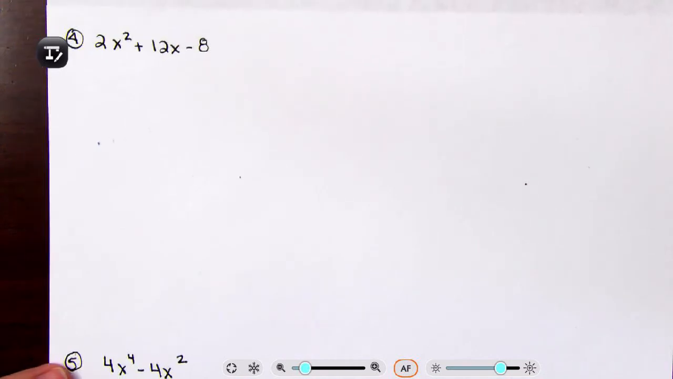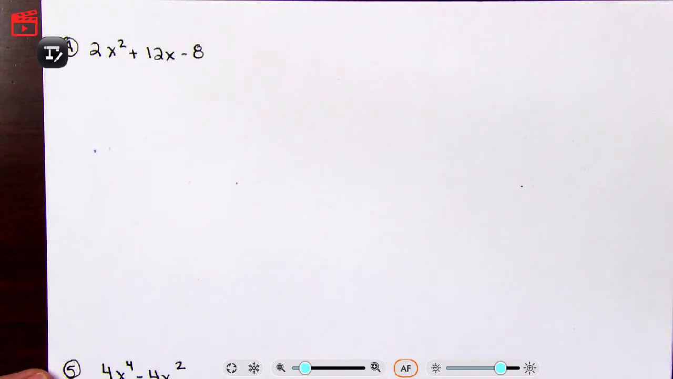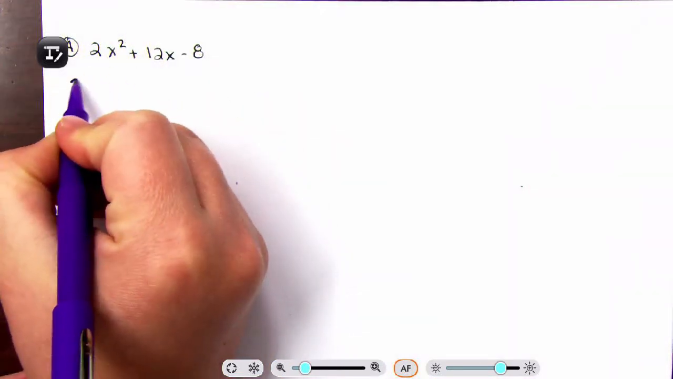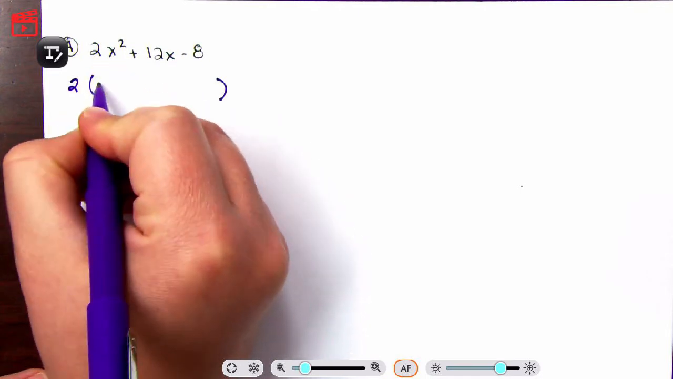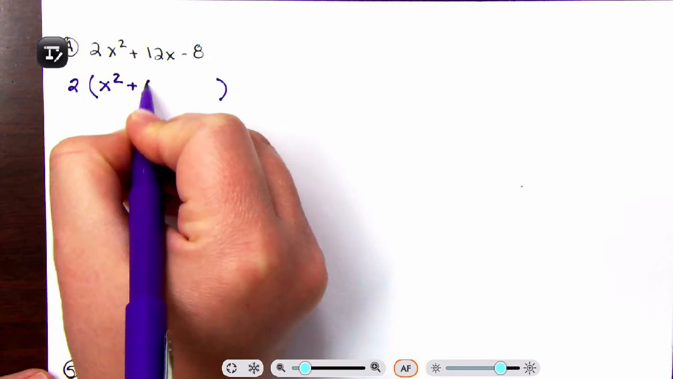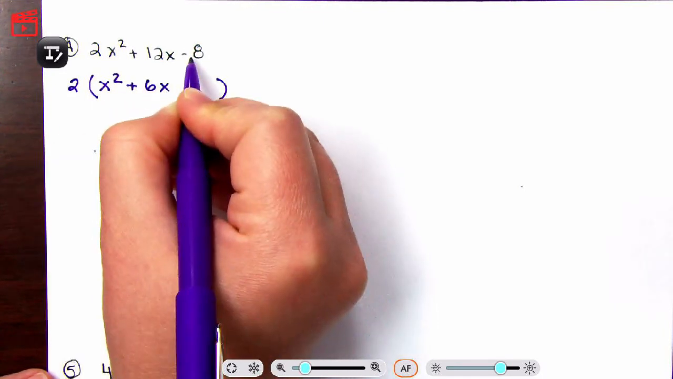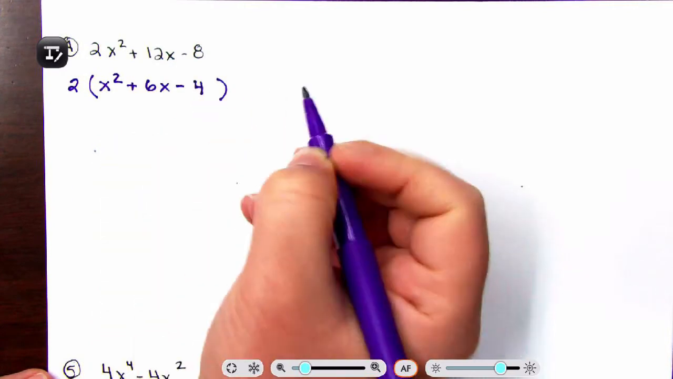This one here is again a trinomial, 3 terms. I am noticing I have a 2, 12, and 8, so that means I have a GCF. I'm going to pull out a 2, which means, what is left over? 2 times what is 2x squared? So I'm going to have x squared left over. 2 times what is 12? That is a 6x left over. And then 2 times what is negative 8? I have a negative 4 here.